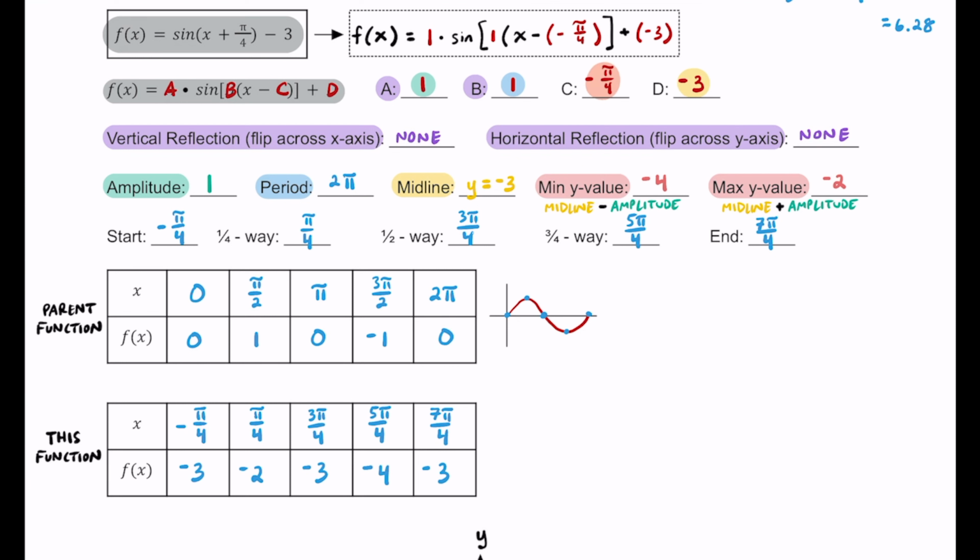So basically, the c value of negative pi over 4 translated all of our x coordinates from the parent function to the left pi over 4 units. And this d value of negative 3 shifted all of our y coordinates down 3 units.